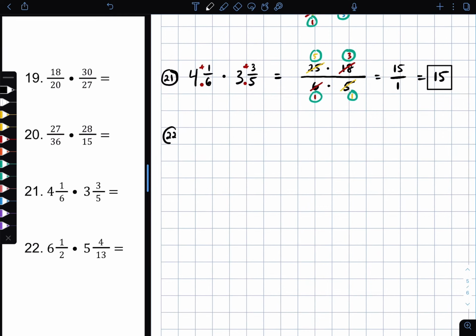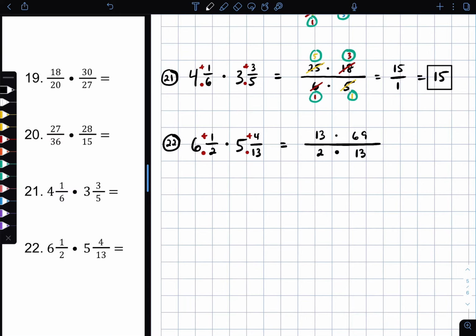22, let's see what we got here. I can move this down a little bit. We have 6 and 1/2, and we're multiplying that by 5 and 4/13. All right, let's see how we can rewrite these. So 6 times 2 is 12, plus 1 is 13. So we have 13 over 2. And then 5 times 13 is going to be 65. 65 plus 4 is going to be 69. So that is going to be 69 over 13.